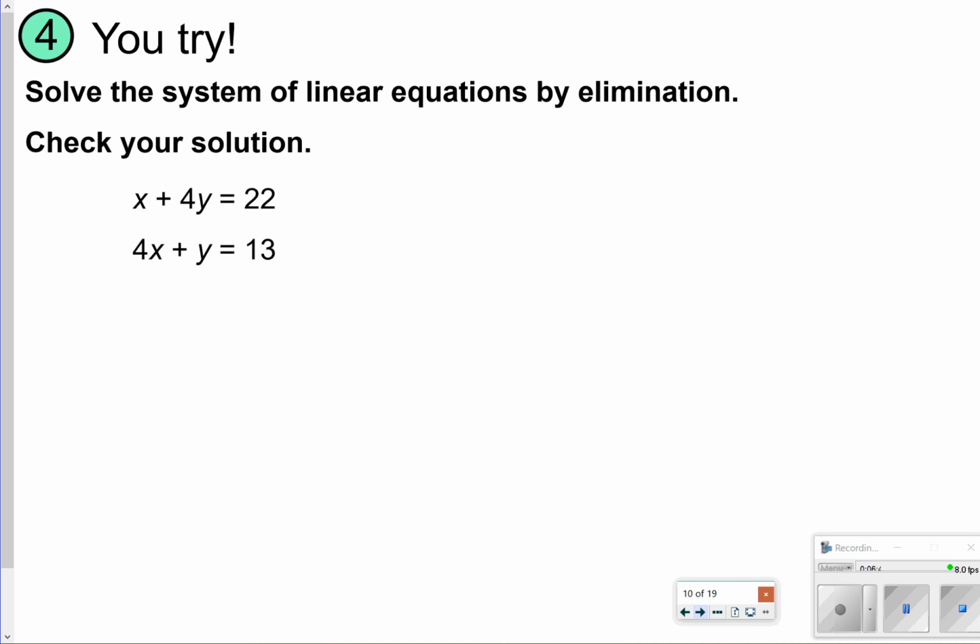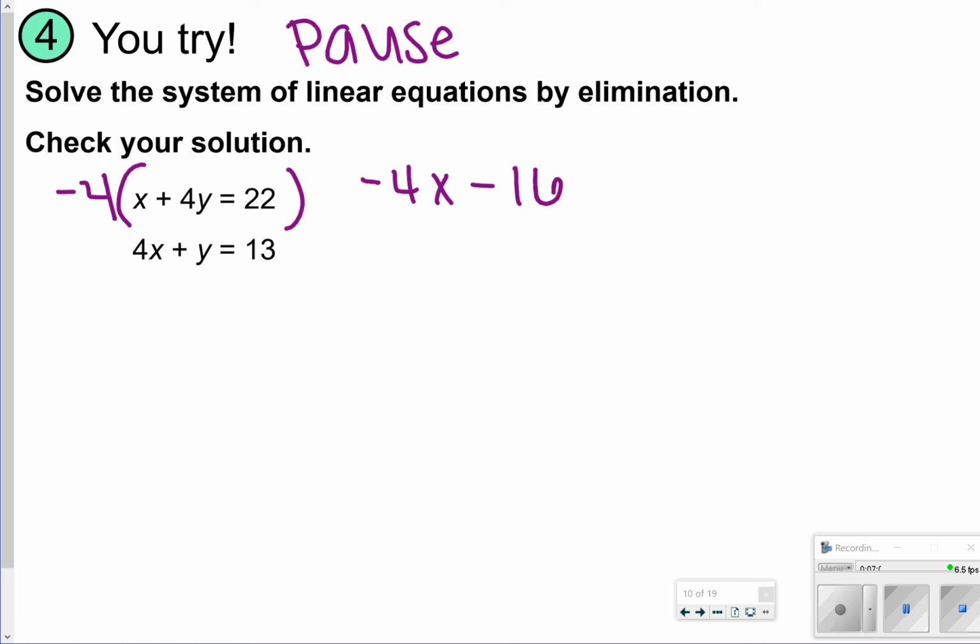So again, let's go ahead and pause the video here, try it on your own, and once you're done, click play to see how it works. So for this one, I multiplied everything by negative 4. That way I can cancel out my x's. So I'll get negative 4x minus 16y is equal to negative 88. And then my original one is just 4x plus y equals 13.